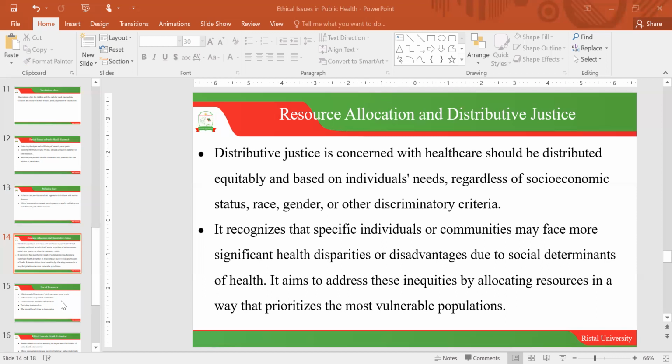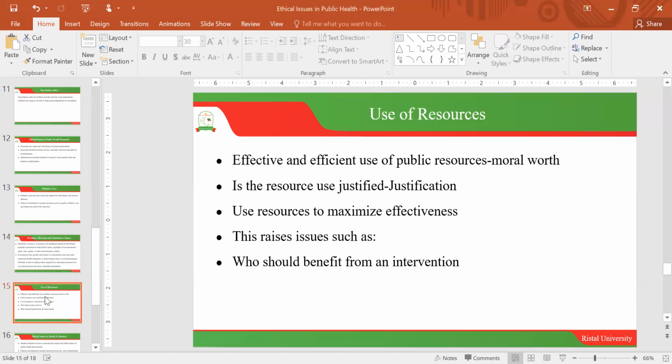So we move to the next, which is still under the use of resources. You don't want to misuse resources. You want to put resources on interventions that are very impactful. Don't put resources where they will not have a lot of impact. Who is going to benefit from them? Make sure that there is efficiency and effectiveness in the use of resources. So maximize benefit, maximize effectiveness. Don't misuse the resources in any way.